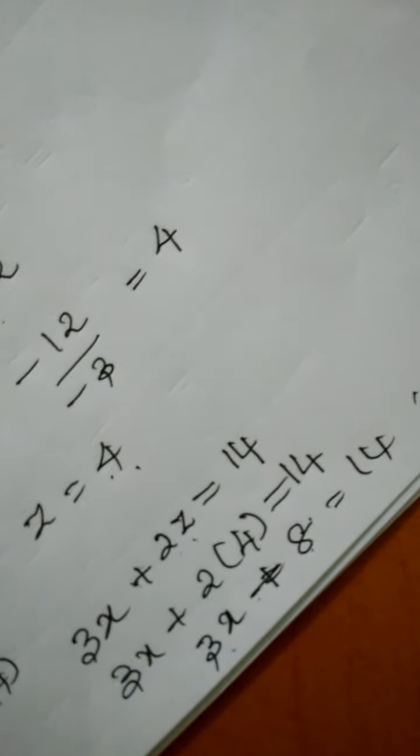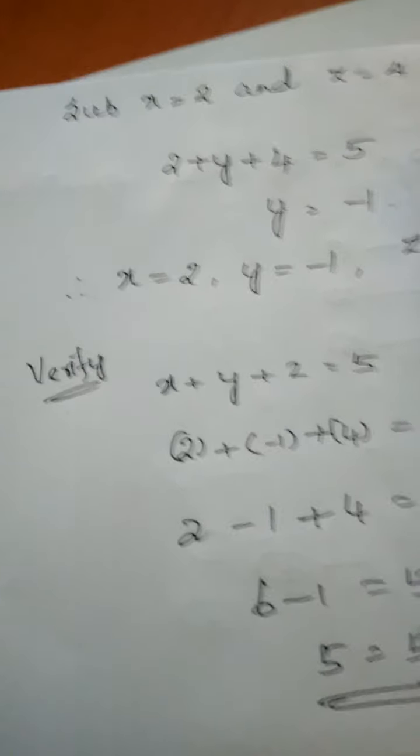The x value. Okay, now what are the values you are having? The x value, and another value is z, isn't it? z also you are having. Then x also you are having, isn't it? Then substitute x equal to 2 and z equal to 4 in equation number 1.